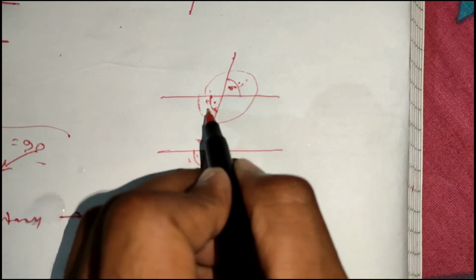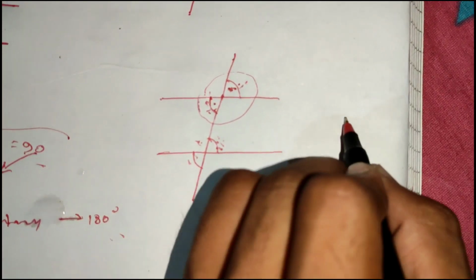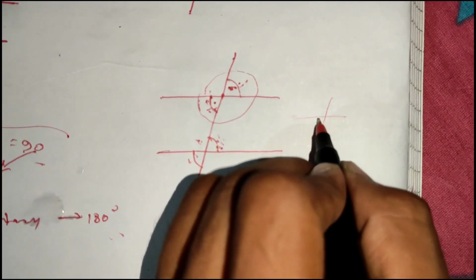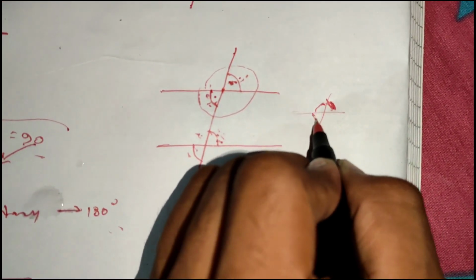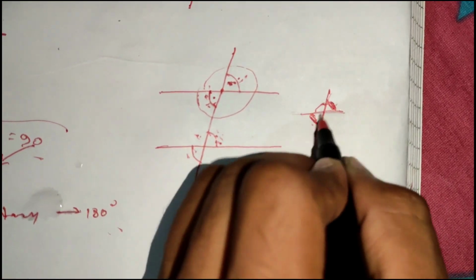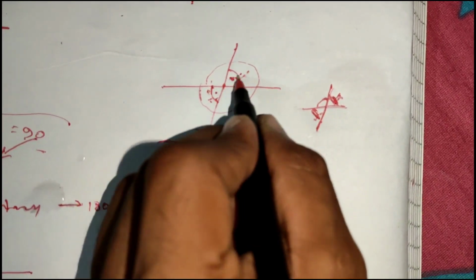Also, there is another angle forming. This is called the vertically opposite angle. When two lines intersect, the opposite angles, not the same side, but this one and this one, are the vertically opposite angles. These are also equal.